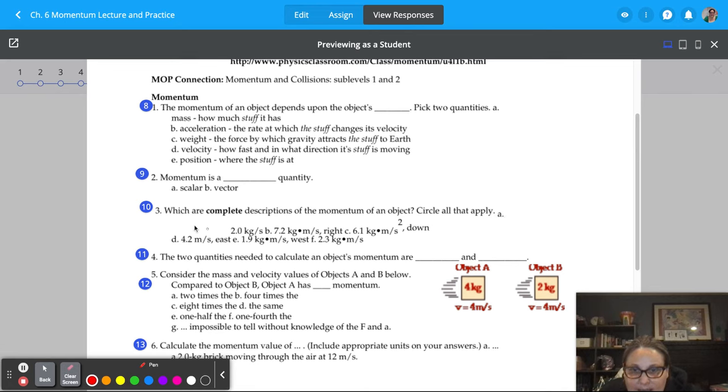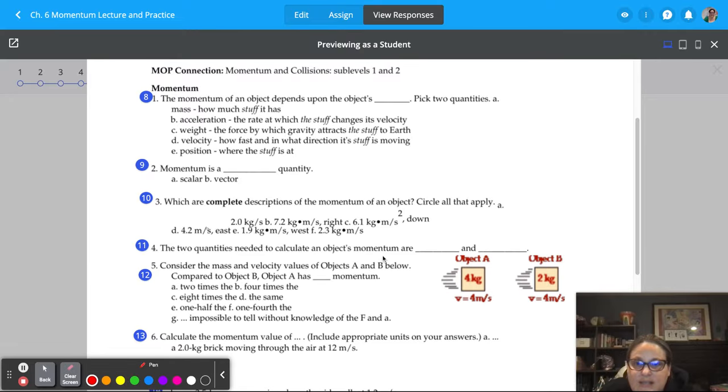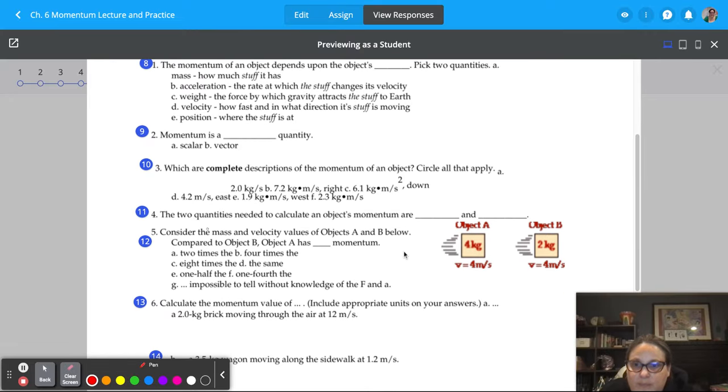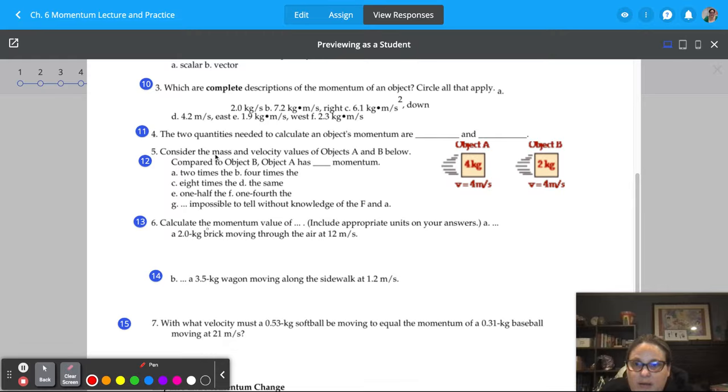So A is 2.0 kilograms per second. B is 7.2 kilogram meters per second, right? C, 6.1, and so on. You can go through them. The 2 quantities needed to calculate an object's momentum are... consider the mass and velocity values of objects A and B. Well, it says below, but they're over here on this side. They have the same velocity and they have different mass.